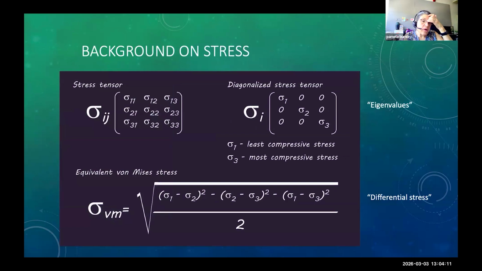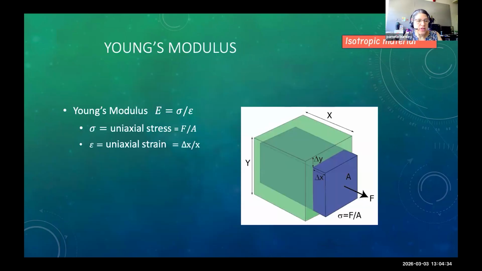That's right. So, another thing we can do is calculate the differential stress or deviatoric stress, and there are a bunch of different ways to do this. A generalized one is the equivalent von Mises stress. So basically, you're just taking the differences between the body diagonals and squaring them and subtracting them from each other. So okay, then on to elasticity.